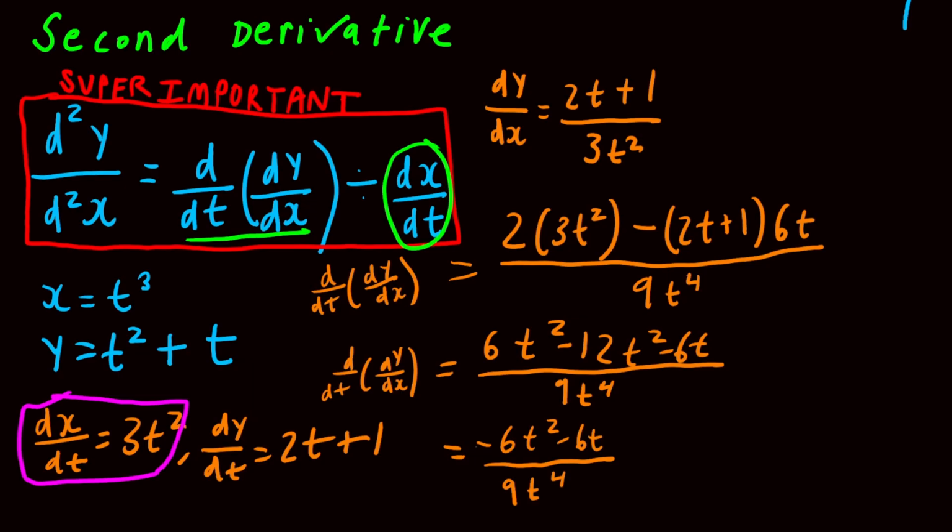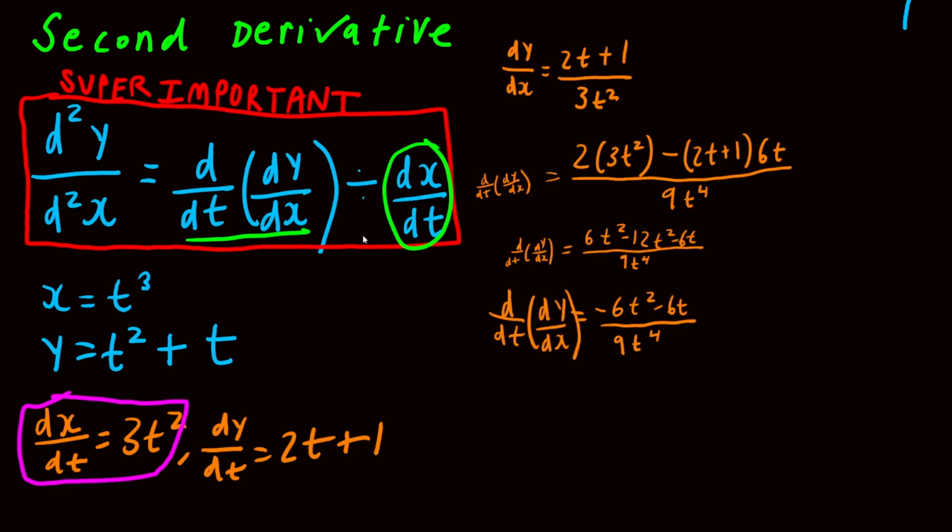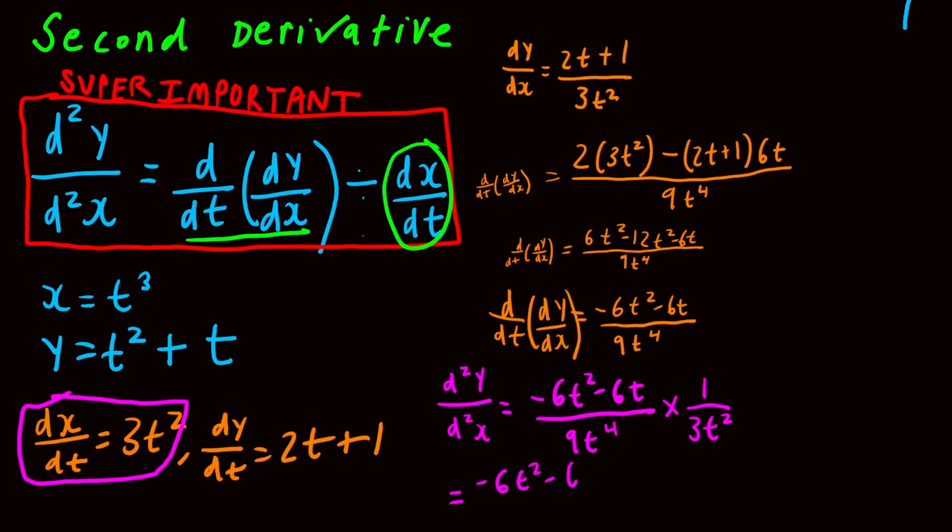Let me just make this smaller. So now we finished this part of the equation, d/dt of dy/dx. That's this right here. Now our last part is to divide by dx/dt, which I circled in pink over here. So all we have to do is just divide. The second derivative is equal to negative 6t squared minus 6t over 9t to the 4th, divided by 3t squared, which is the same thing as multiplying by 1 over 3t squared. And this is equal to negative 6t squared minus 6t over 27t to the 6th.